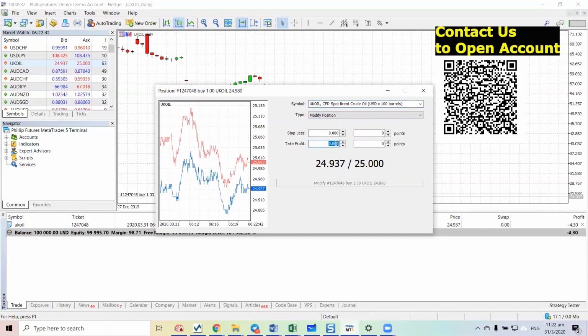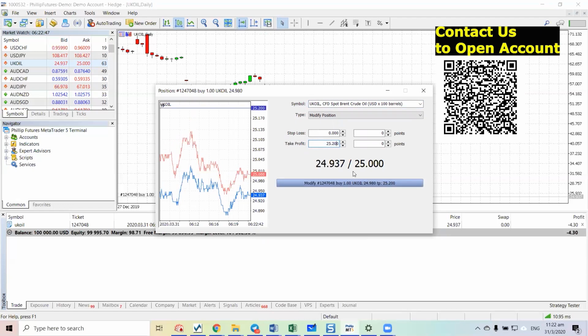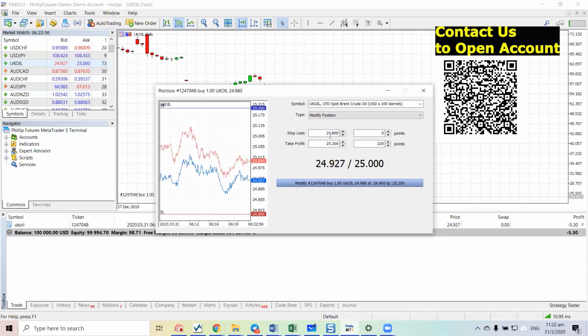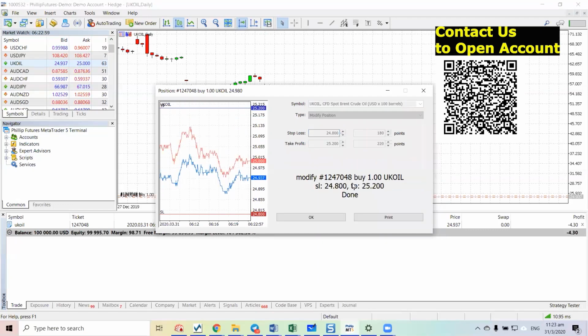So let's say I want to set the take profit at $25.20. Yes, you can do that. And the stop loss is $24.80. Okay, so I can modify this. Yes, then over here it shows me a 180 point stop loss and 220 points take profit.